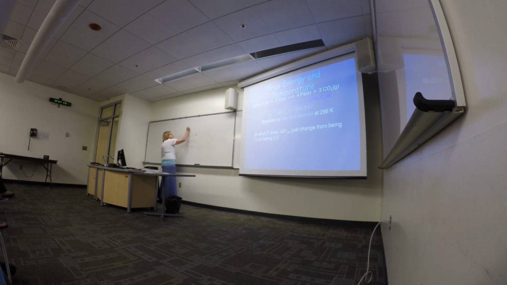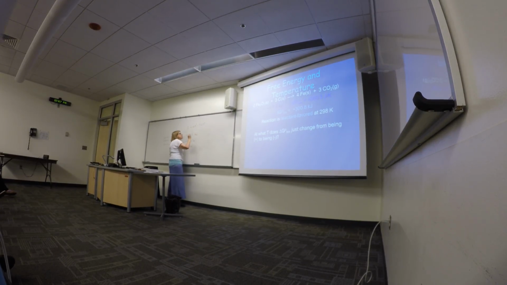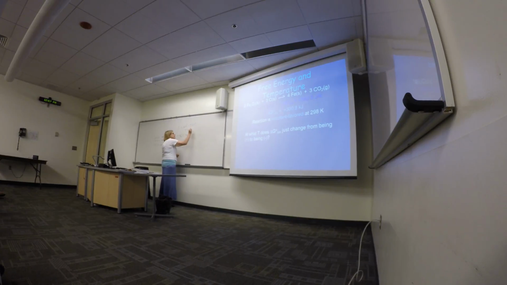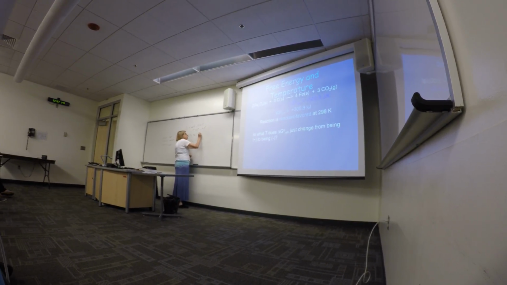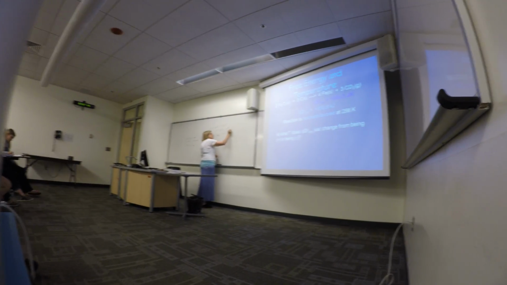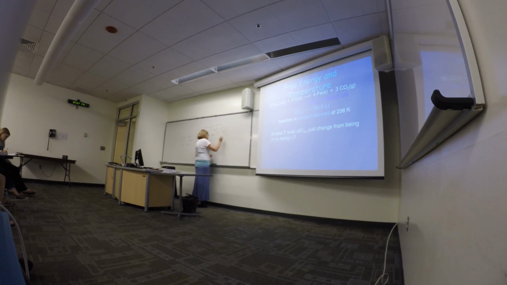Okay? So what if we have 0 equals delta H minus T delta S? And what we do is we assume that these standard numbers don't change very much. That's our assumption. They don't change very much. But now what do we have? We have T delta S is equal to delta H. Our temperature is equal to delta H divided by delta S.